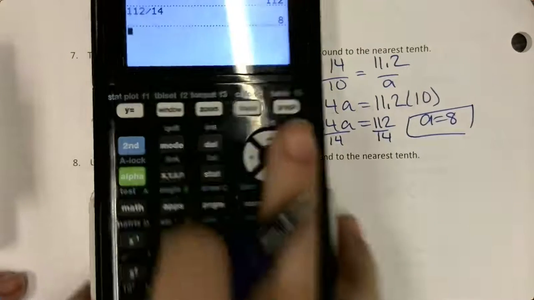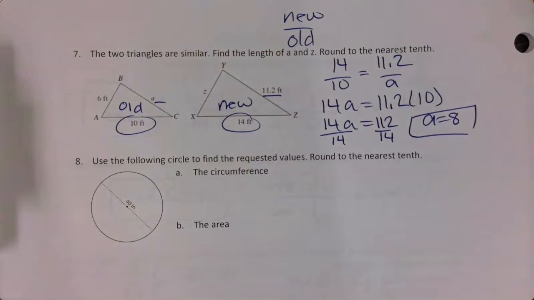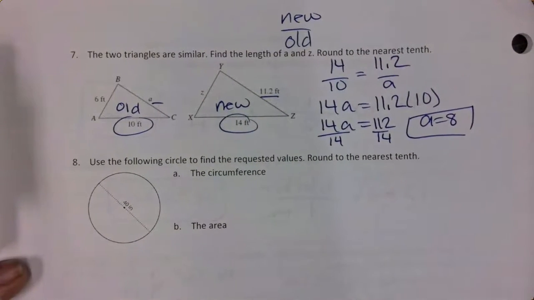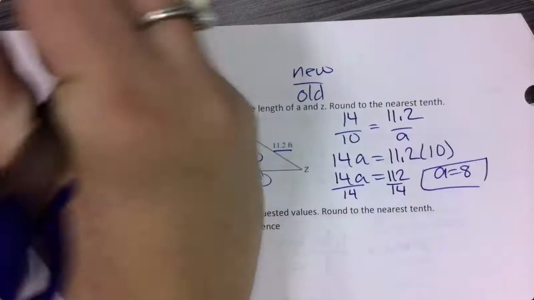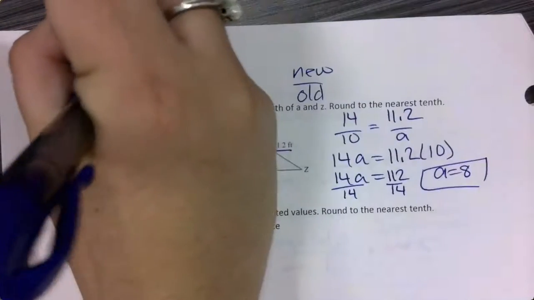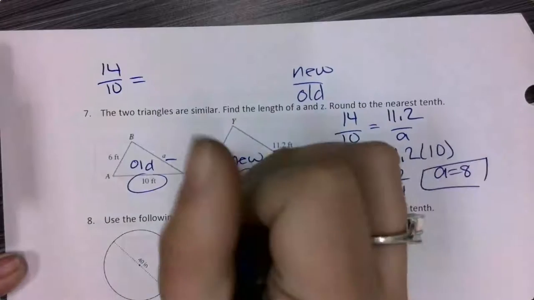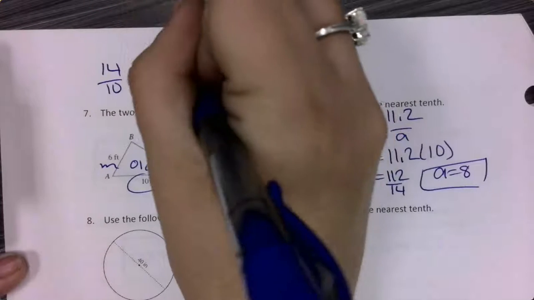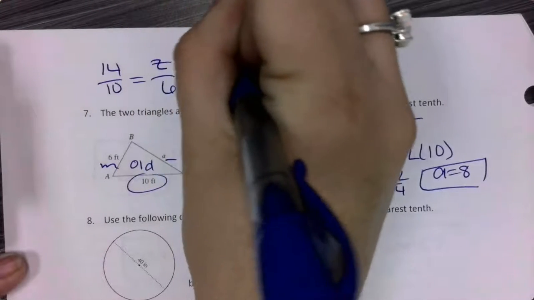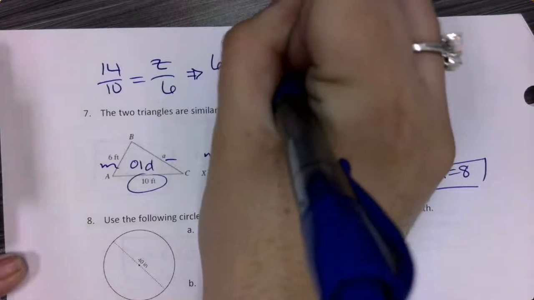Then I need to go ahead and do the same thing for Z, which I apologize, I did not give us enough room for. I'm going to just do it above the problem. I have the 14 over 10 still. And then this time I want to set it with the Z sides that are congruent. So I'm going to have Z over 6. I want to cross multiply. So I'm going to have 6 times 14 equals 10Z.